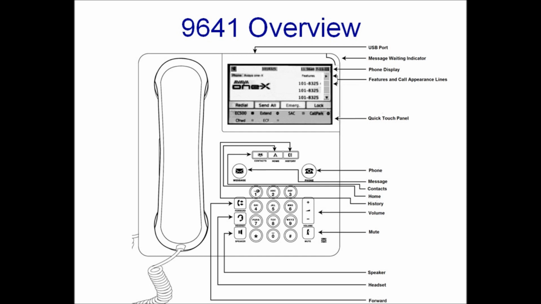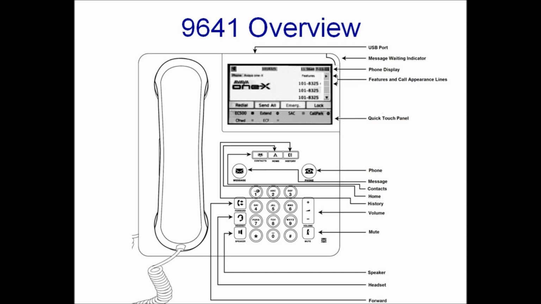The Forward button will allow you to change the forwarding features on your phone. Press the Forward button to access the Send Calls feature, which will send your calls directly to voicemail, or you can choose Call Forward, which allows you to divert your calls to another internal extension. The headset and speaker buttons will allow you to activate and deactivate these features simply by pressing the button.